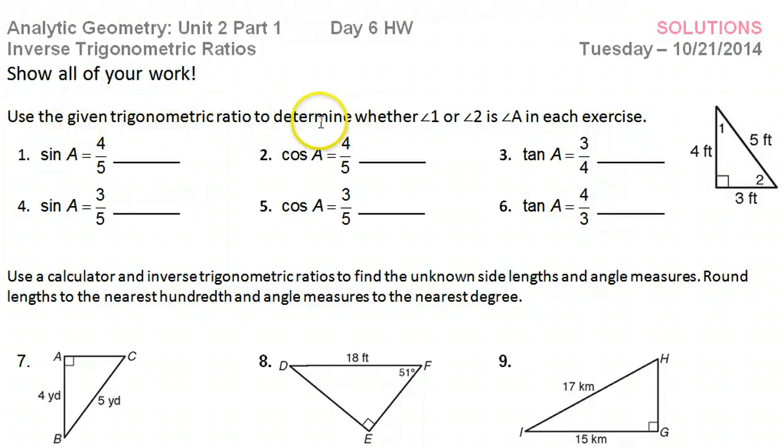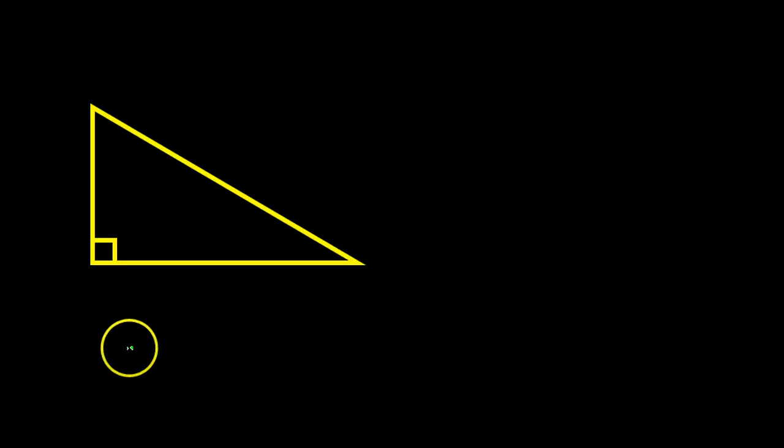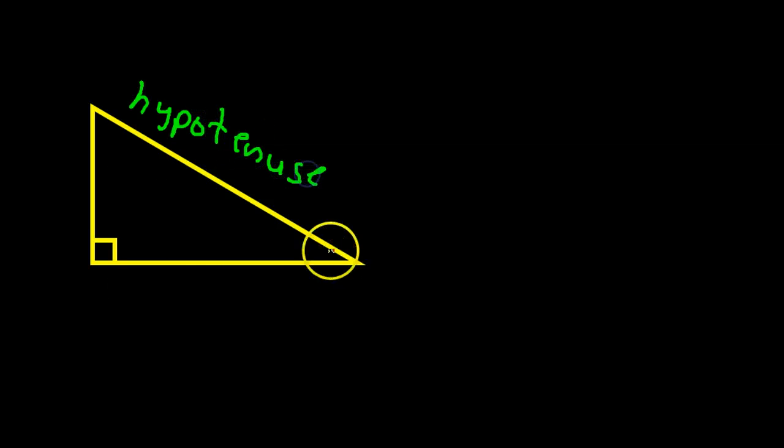Use the given trigonometric ratio to determine whether angle 1 or angle 2 is angle A in each exercise. Okay, so when they say angle 1 and angle 2, they're talking about this little picture over here. So real quick, let's remember how a right triangle works. Every right triangle has a hypotenuse that's across from the 90-degree angle. So this would be the hypotenuse. Now the other two sides of the right triangle are called legs. So this would be a leg and this would be a leg.